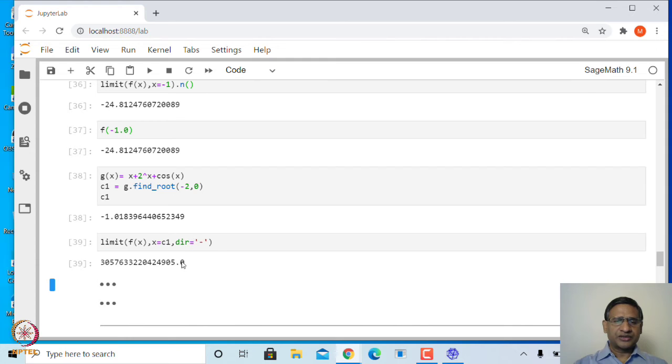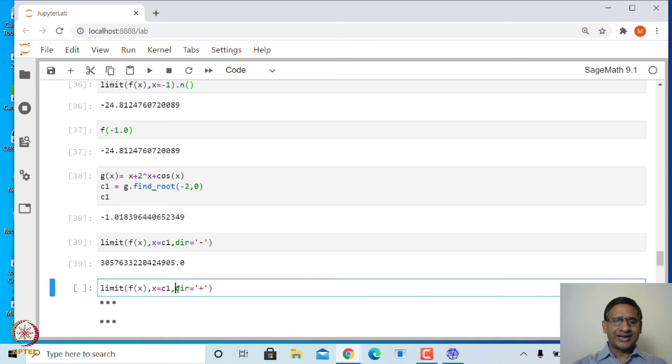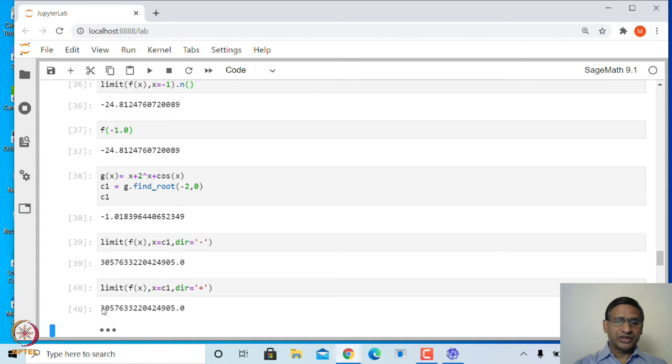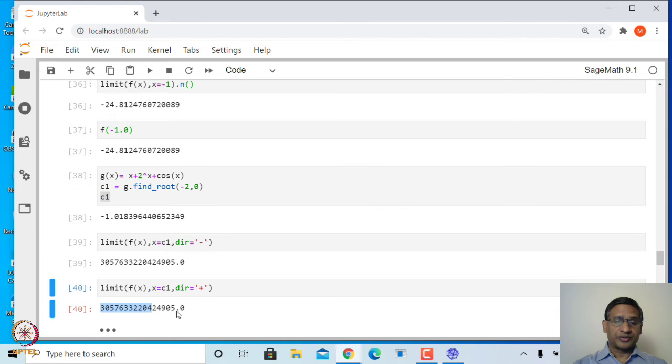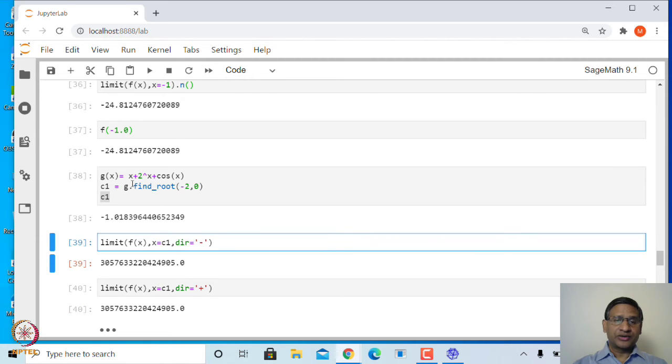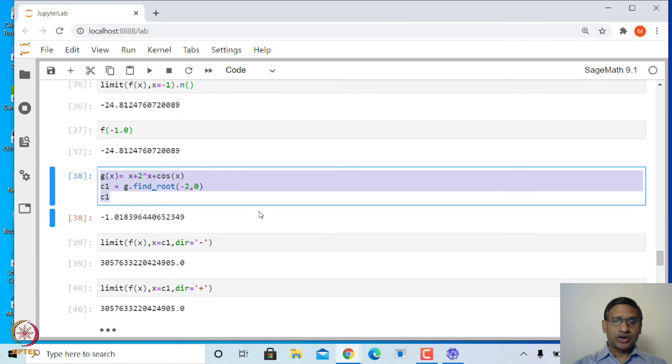The left hand limit is some very large positive quantity, whereas if you find the right hand limit, that again is the same. Since this value c1 which we have found is a numerical approximation, it is not the exact value. It lies very close to the actual root, but it is to the left of the actual root. That is why at this point the function actually has a limit, and this is equal to a quite large quantity. So this also tells you that when you have found a numerical approximation, that is not the exact value, and that is where the left hand limit and right hand limit are becoming the same.